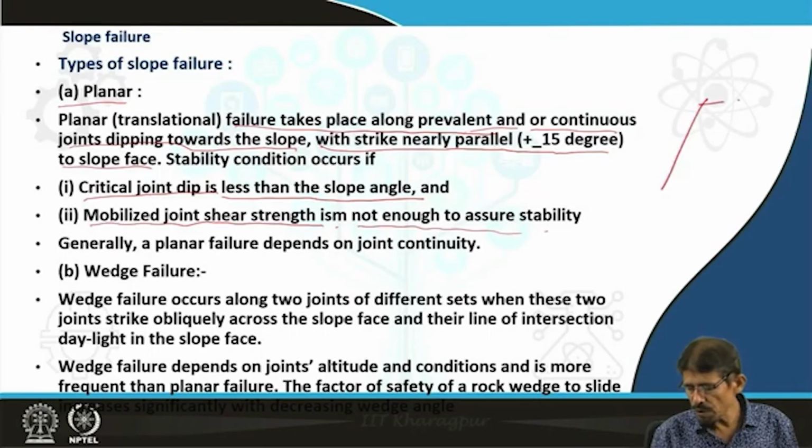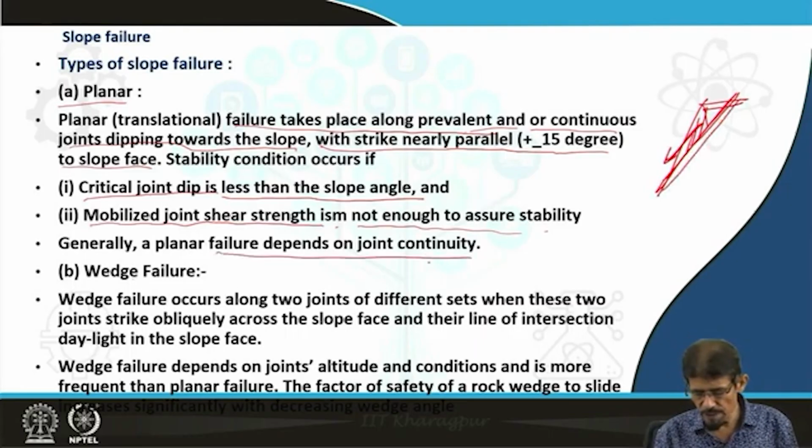This is the slope and this is the discontinuity line, and then we are going to see the failure of this block in this planar failure. Generally a planar failure depends on the joint continuity.